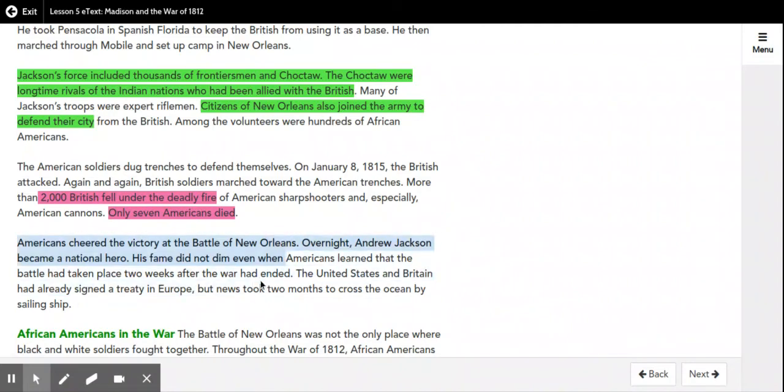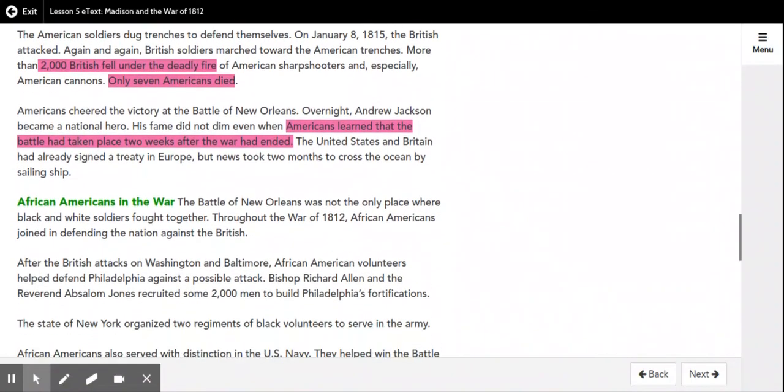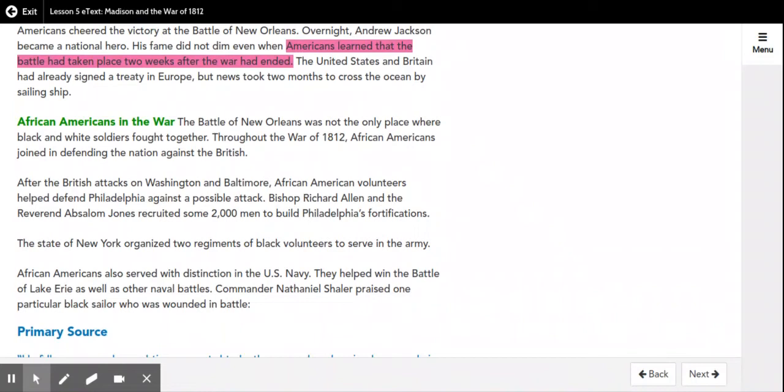African Americans in the war. The Battle of New Orleans was not the only place where black and white soldiers fought together. Throughout the War of 1812, African Americans joined in defending the nation against the British. After the British attacks on Washington and Baltimore, African American volunteers helped defend Philadelphia against a possible attack. Bishop Richard Allen and the Reverend Absalom Jones recruited some 2,000 men to build Philadelphia's fortifications.